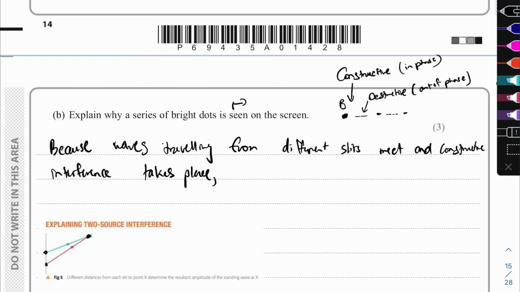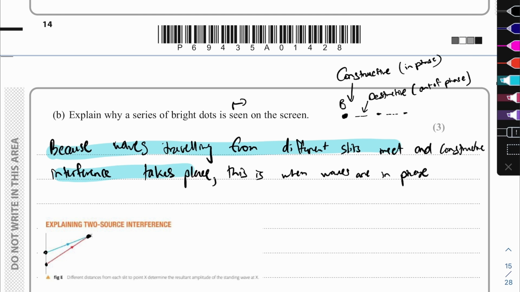So what should we say? Constructive interference takes place. This is when waves are in phase. So what are the 3 marks? We got 1 mark for saying waves from different slits meet, right? And because of this, constructive interference takes place, and this is when waves are in phase. All right, so that's our 3 marks: 1, 2, and 3.